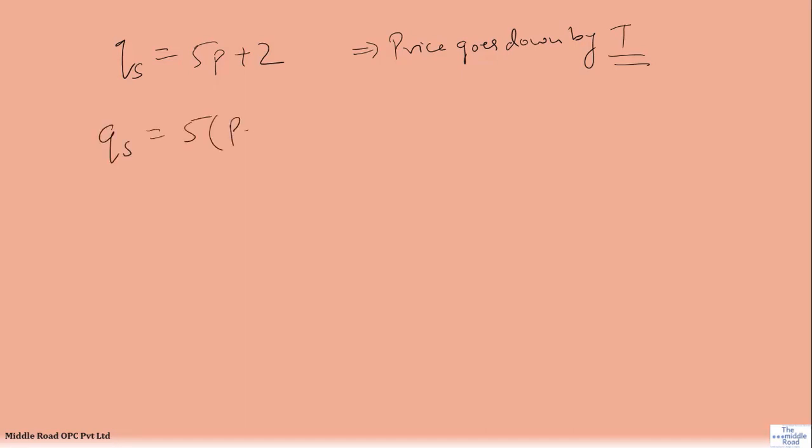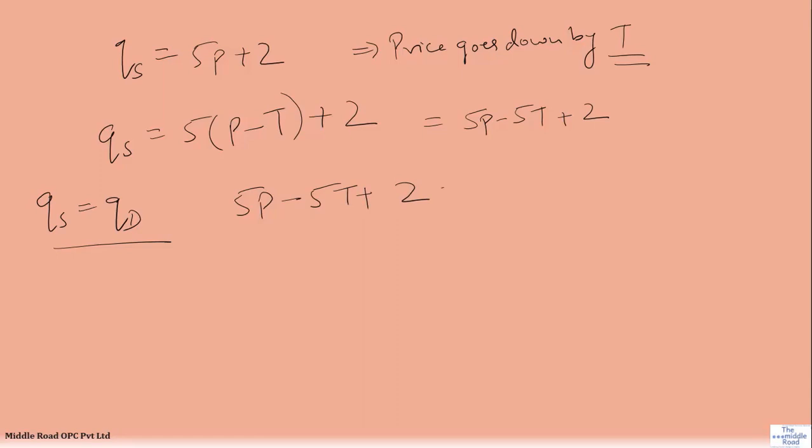We have QS is equal to 5P plus 2, which is going to become 5 into P minus T, plus 2. Whenever you are implementing any tax, excise tax, it's always on the supply equation. You open the supply equation and equate it to the demand equation. Now you have 5P minus 5T plus 2 equal to the demand equation, which is minus 2P plus 9. Solve for P: you take the 2 to the right hand side, you have 7P minus 5T equal to 7, which is 9 minus 2.